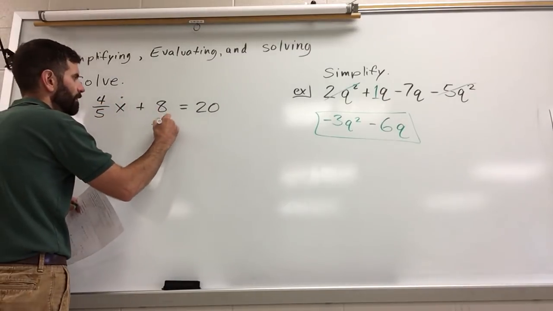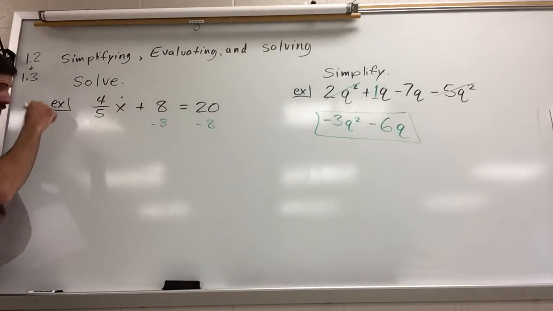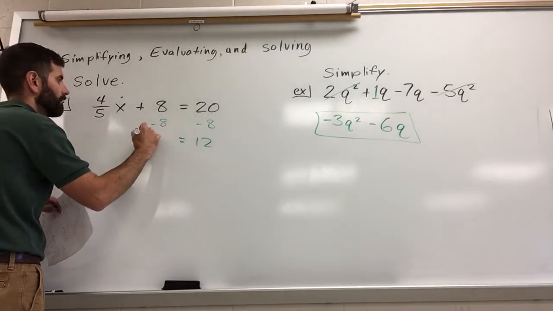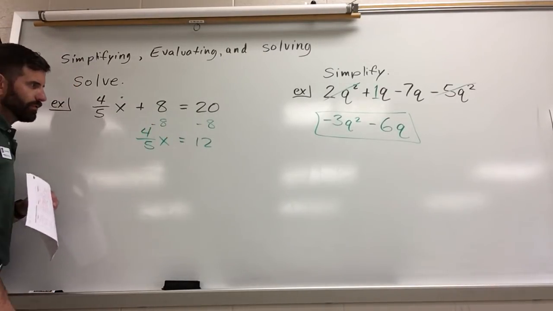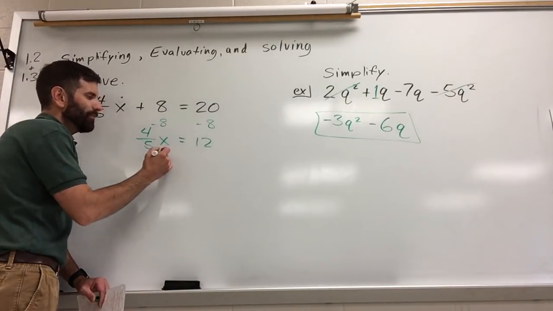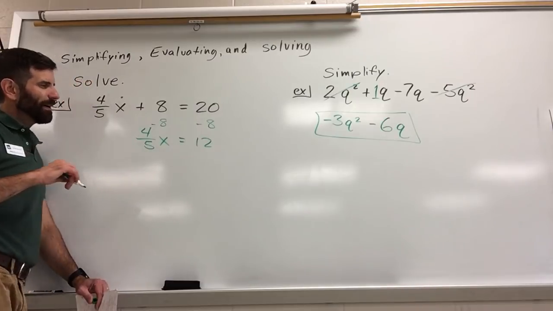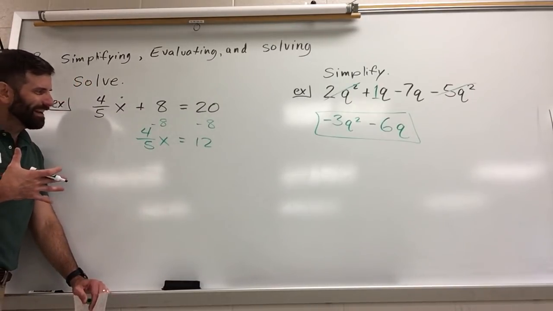I'm going to start out by subtracting the 8. Subtraction is the inverse operation of addition. So we get 12. 4/5 x is equal to 12. Yes, you could divide by 4/5, but I'm never going to do that. I don't like dividing by a fraction.